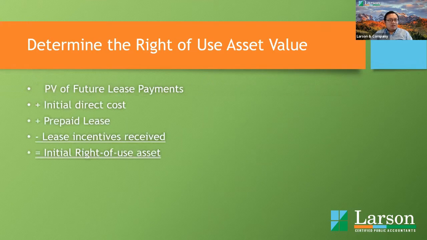So one of the key things that we need to figure out then is to determine the right of use asset value. And the formula for that is to figure out the present value of the future lease payments, plus any initial direct costs, plus any prepaid lease, minus any lease incentives received, will be the initial right of use assets.